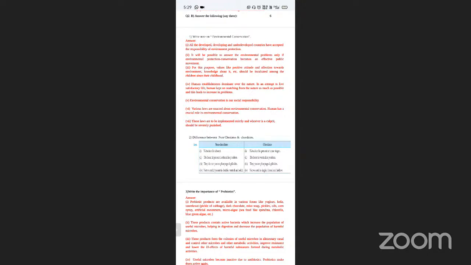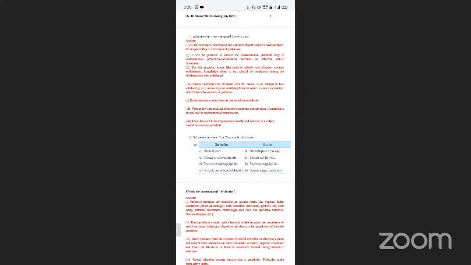Very important. What is environmental conservation? You just need to write a note on it. Here you are supposed to write at least 5 to 6 points. Write a note on environmental conservation. First point, all the developing and underdeveloped countries have accepted the responsibility of environmental protection. Whether the countries are fully developed, developing, or underdeveloped, they have accepted the responsibility of conserving and protecting the environment.